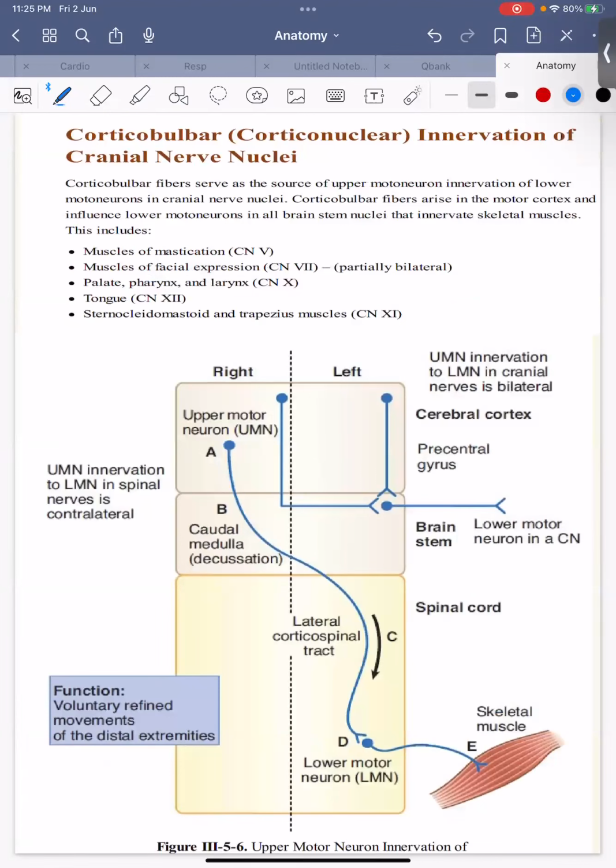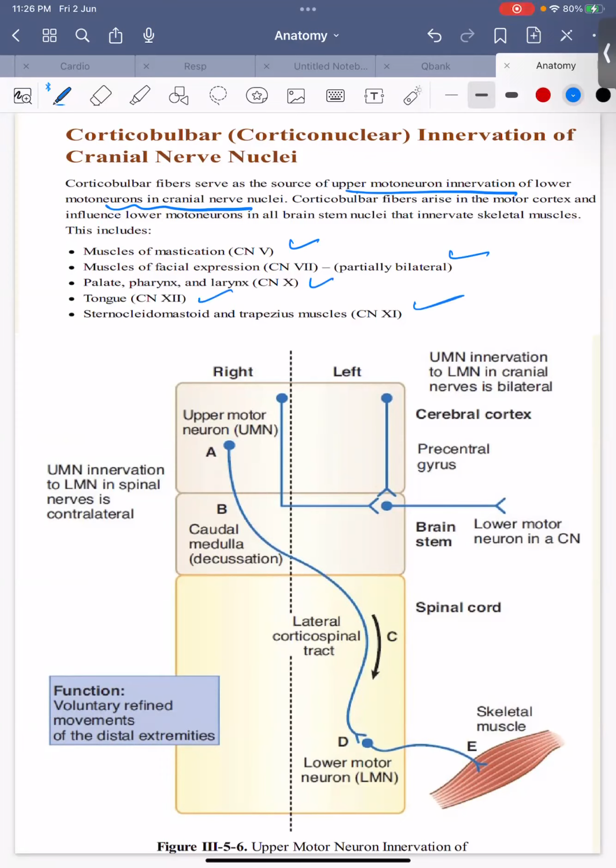So this is the corticonuclear or the corticobulbar tract. So corticobulbar fibers, these are the upper motor neuron innervation to the lower motor neurons within the cranial nerve nuclei, not in the spinal cord gray matter. Now the cranial nerve nuclei, they go to the skeletal muscle of your face and everything. So they supply the muscles of mastication by cranial nerve 5, muscles of facial expression 7, palate, pharynx, larynx, tongue 12, sternocleidomastoid, and trapezius.